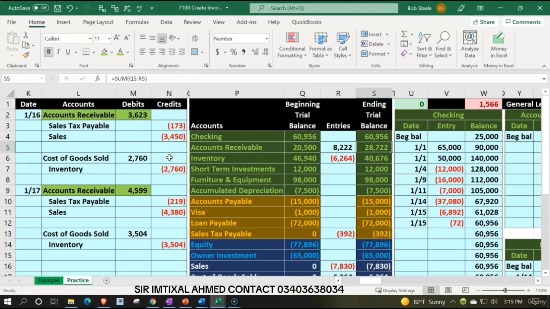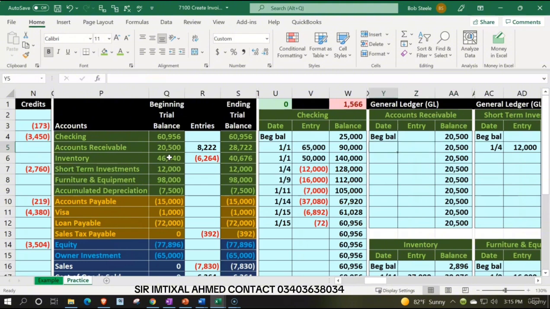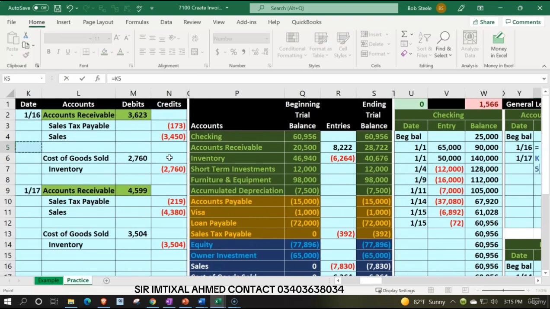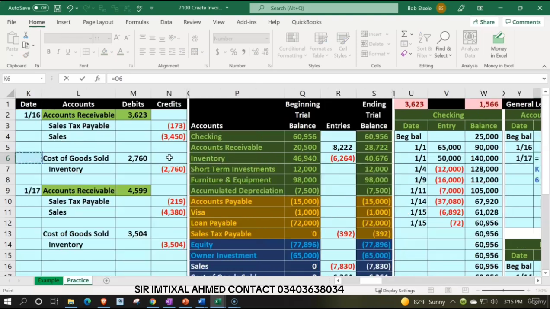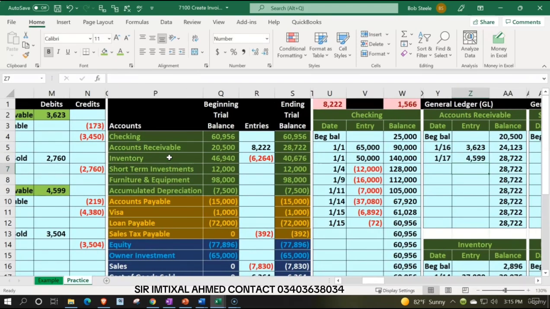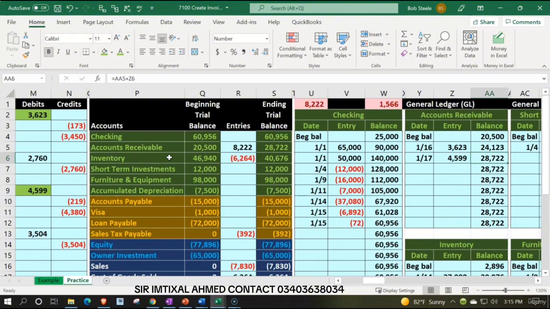And so we're going to post that to the GL over here, which is on 116 and 117. We'll just record both of them, equals, pulling over then the 3623, bringing it up to the 24,123, and then also recording 2 things at the same time. It's like juggling 2 balls in the air with one hand, which is kind of impressive. So then we got the 28,722, so 28,722 matches there.